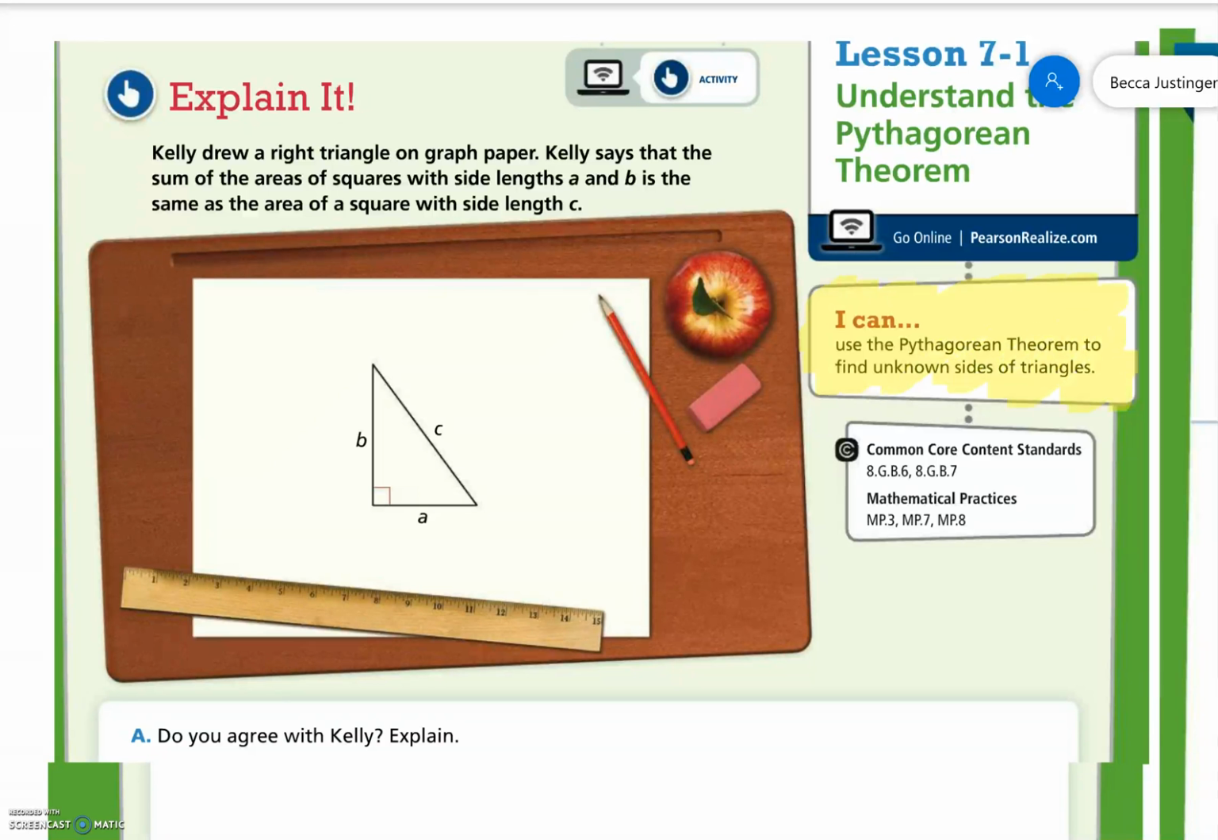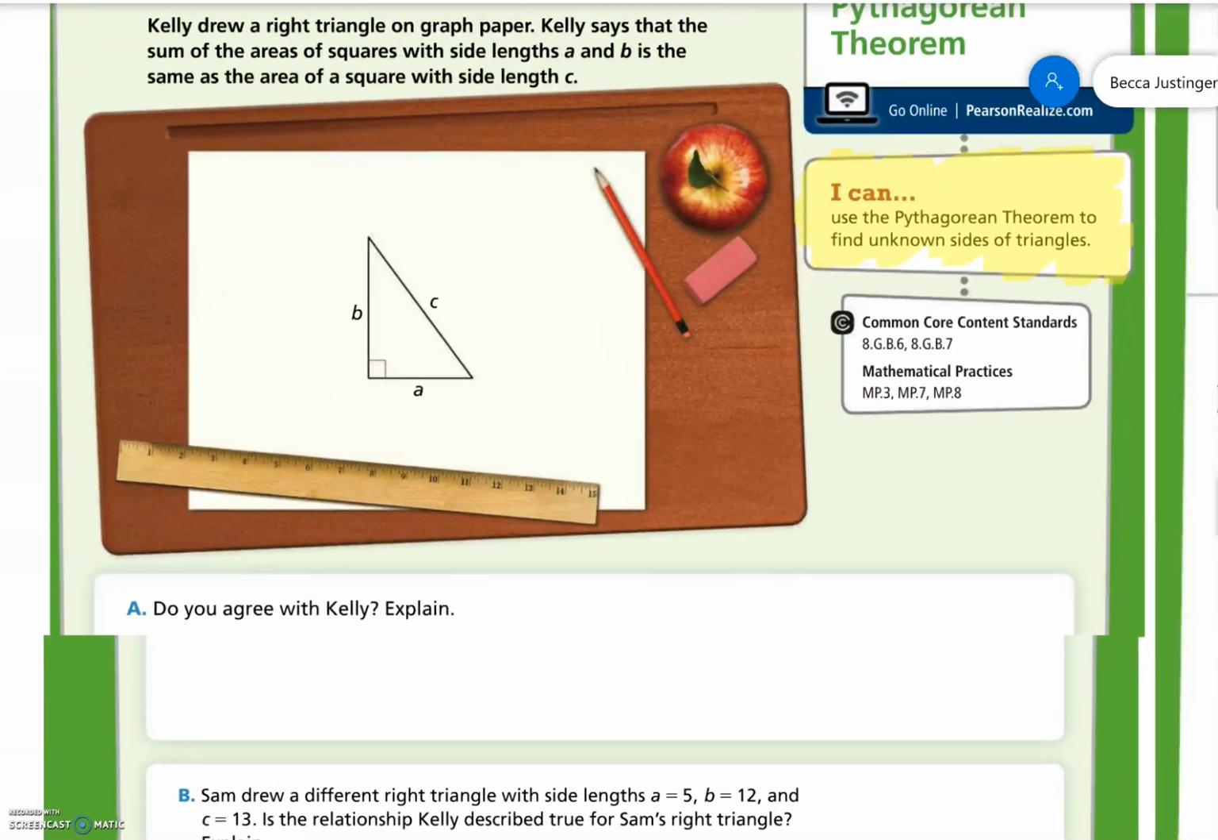Kelly drew a right triangle on graph paper. Kelly says that the sum of the areas of squares with side lengths A and B is the same as the area of a square with side length C. Do you agree with Kelly? Explain. Well, what they mean is there's a square with side length A, a square with side length B, and a square with side length C.